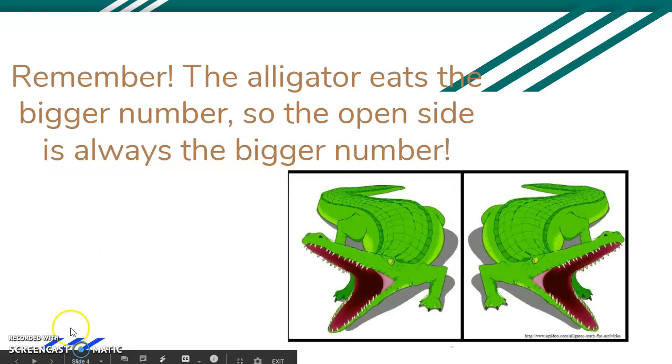So remember that the greater than and less than signs are kind of shaped like alligator's mouths. You see kind of in the picture here. And the alligator always eats the bigger number. So the open side is always going to have the bigger number in these situations.